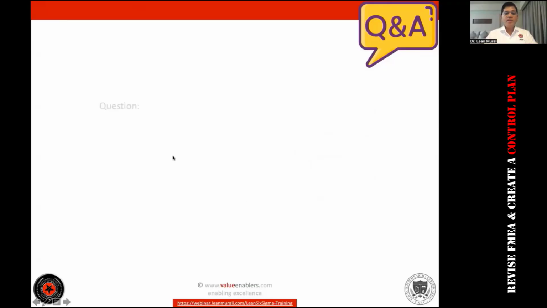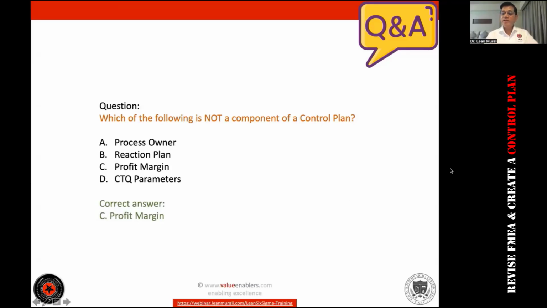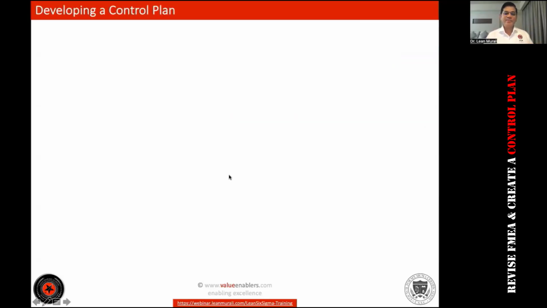Okay. Now the quick question and answer is, which of the following is not a component of control plan? Now that I've explained the components of control plan, what is not? Process owner, reaction plan, profit margin, CTQ parameters. Simple answer, right? Of course, profit margin is not a part of the control plan. So unless people know what the components of a control plan are, they cannot answer this question, right?